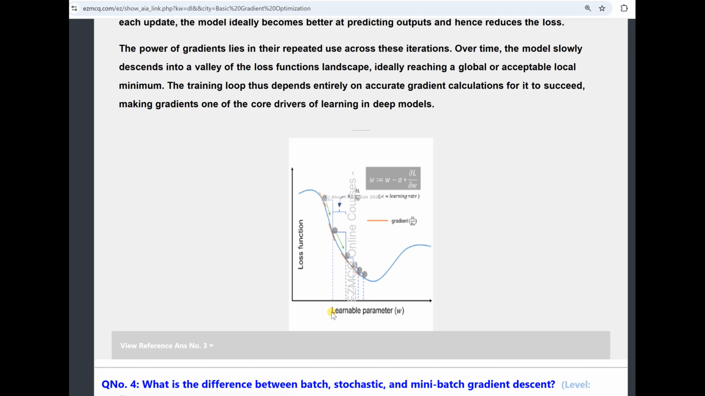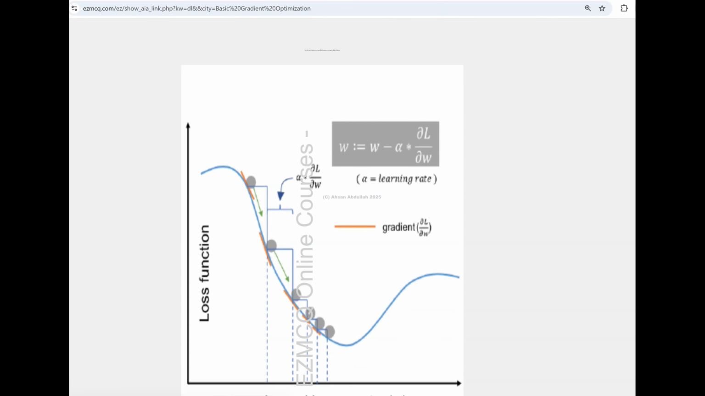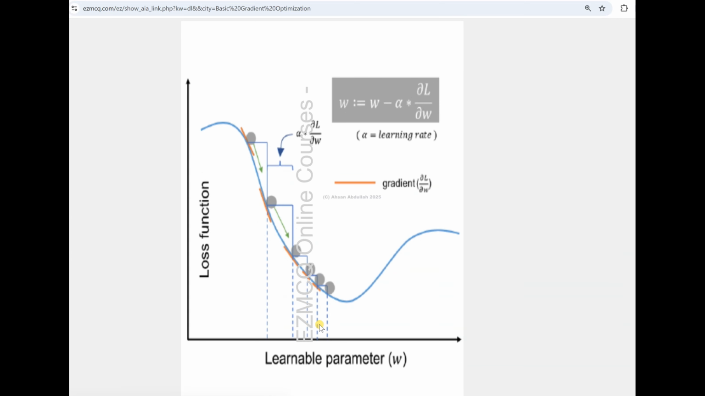As before, we have the loss function and the weight parameters. We are looking at the gradient, basically the rate of change, which we would like to reduce. This is more steep, this is less steep, and so on. So we are looking at the change of loss with respect to the weight, the learnable parameter, which is the weight, right?